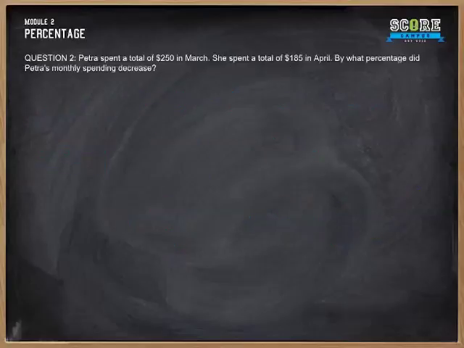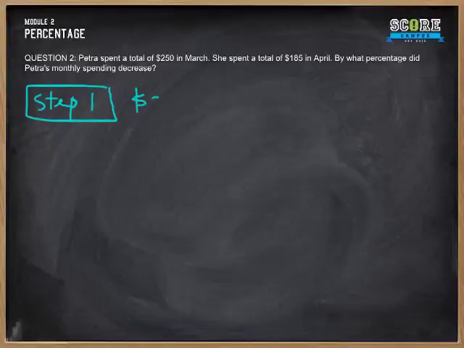Question 2, students. Petra spent a total of $250 in March. She spent a total of $185 in April. By what percentage did Petra's monthly spending decrease? Now the first step here is to find out how much less Petra spent in April compared to March. So that is step 1. In March, she spent $250, and then you minus off $185, which is the amount she spent in April, and the difference is $65. Now to express this decrease as a fraction, you've got to multiply it by 100 to get your percentage.